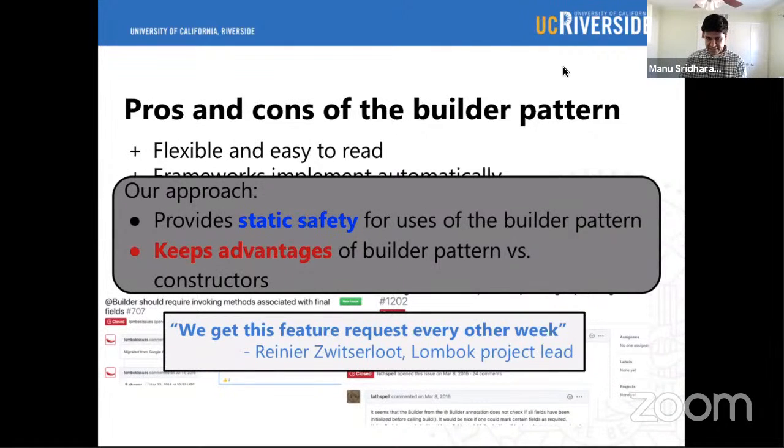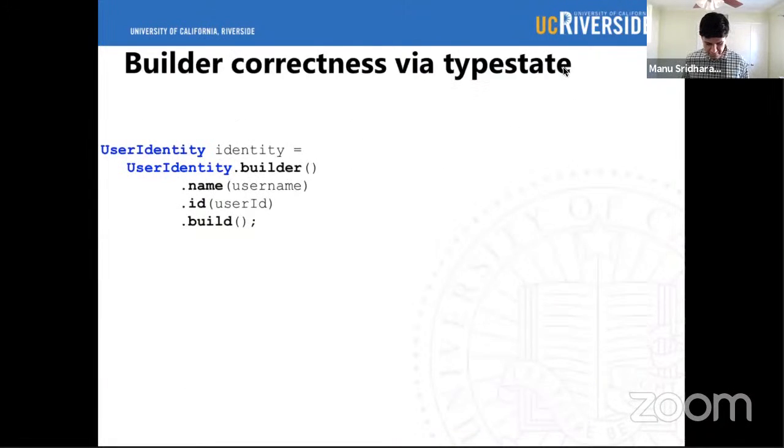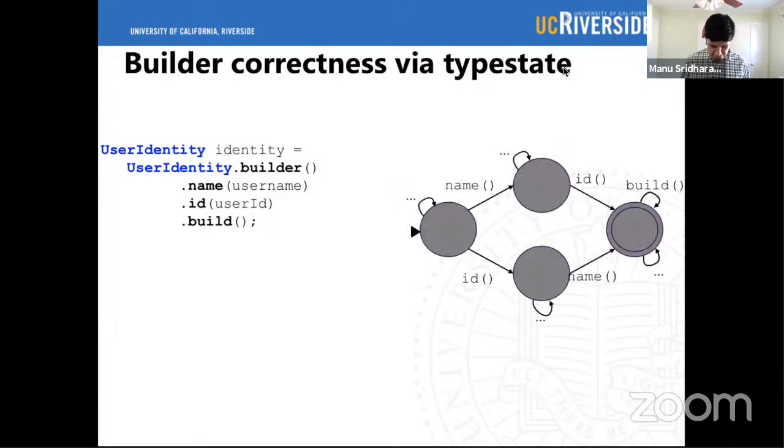But you still get to keep the advantages of the builder pattern as opposed to constructors: the easy to read code and not needing to define an exponential number of constructors. So how is it that we check this? Well, one way you can think of the correctness of using the builder pattern is as a type state property. So if we have a builder object, you can imagine it being in different states depending on which of the required setter methods you've invoked.